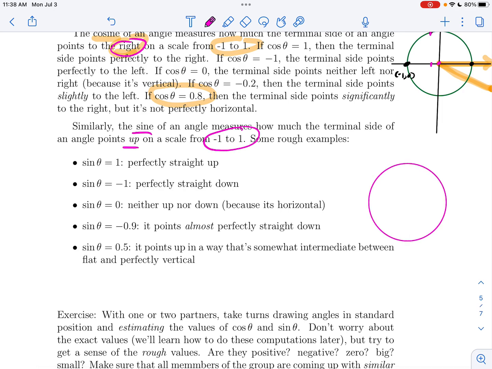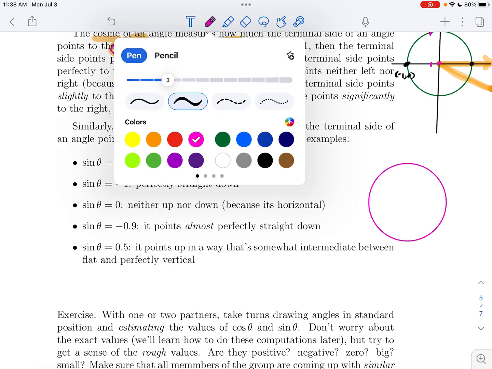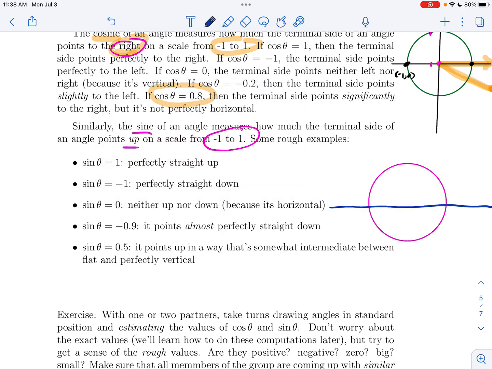So again, let's try drawing some examples. Here's our unit circle. Put in the x-axis and y-axis. Why is this not straightening out? There we go. This is a little asymmetrical, but that's okay. I want you to get the idea and not be caught up on perfectly drawn pictures.